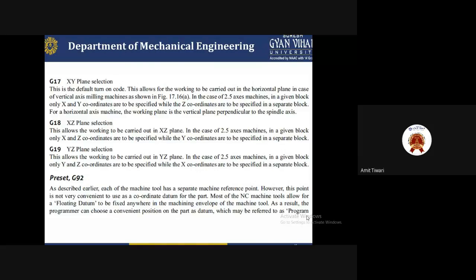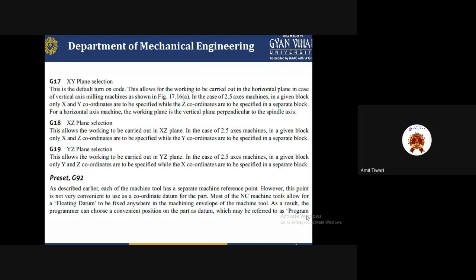I hope it is very simple to understand what code to use for selecting the plane. For the XY plane, that is G17. For the XZ plane, that is G18, and for the YZ plane, that is G19. These are the codes to be selected for that.